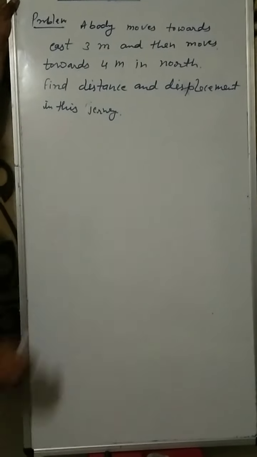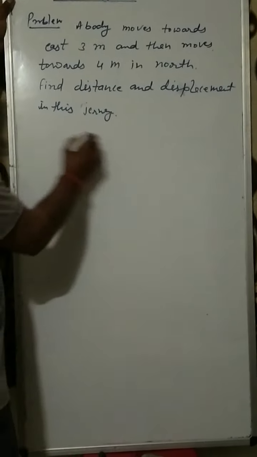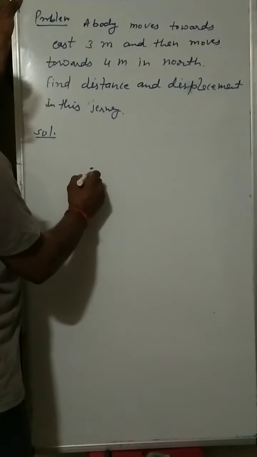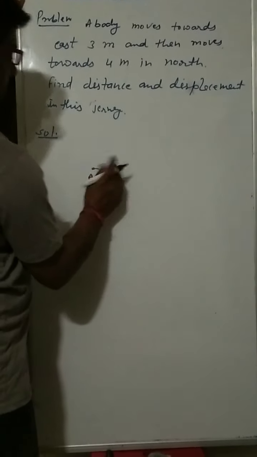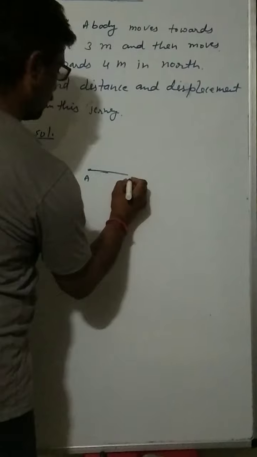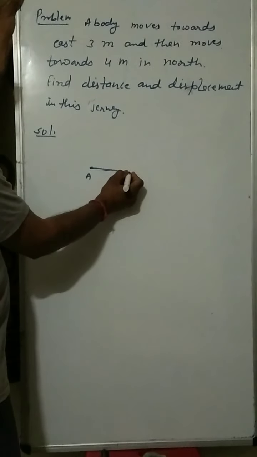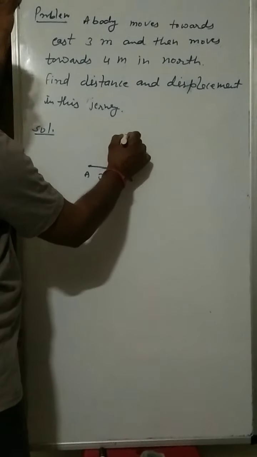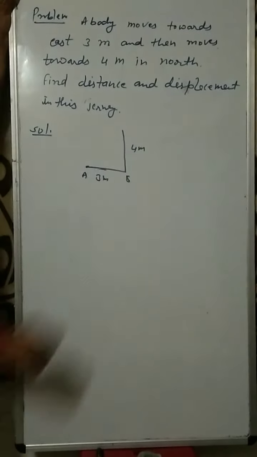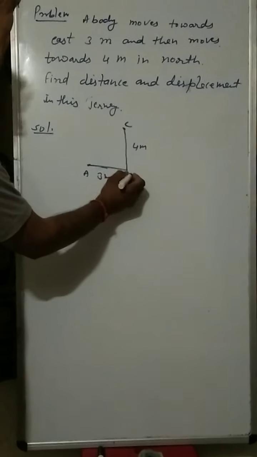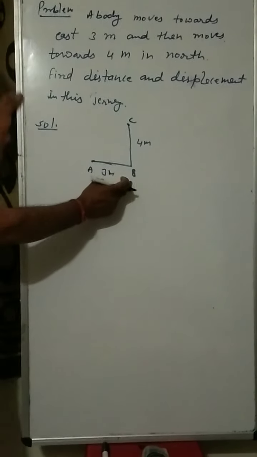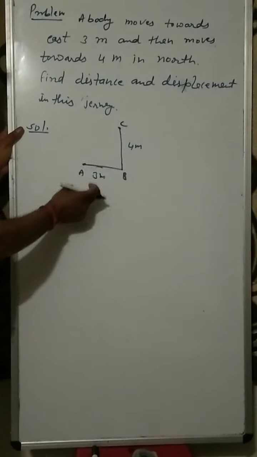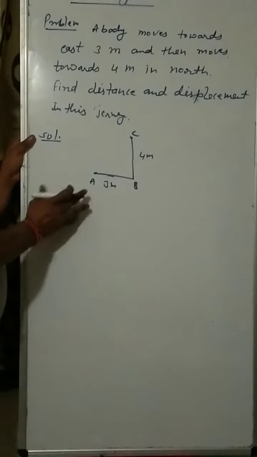Okay, I am giving you some hint on how you have to solve. First of all, suppose this is the initial point A, the beginning point. It travels to point B in the east direction. You know the east direction, and this is 3 meter. Then it moves in the north direction 4 meter. This is the final point C. A to B is 3 meter in the east direction, then B to C is 4 meter in the north direction. Now you have to find the distance and displacement in this journey.